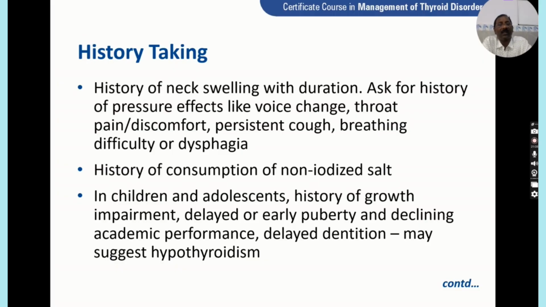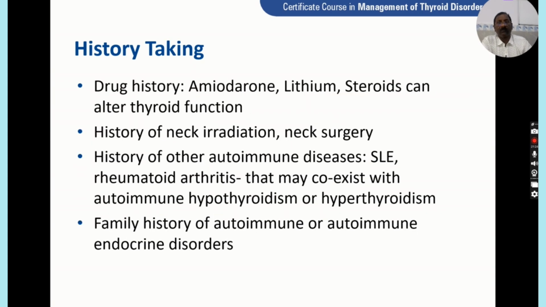History of consumption of non-iodized salt. In children and adolescents, history of growth impairment, delayed or early puberty, and decline in academic performance, delayed dentition may suggest hypothyroidism. Drug history is also important, like amiodarone, lithium, steroids can alter the thyroid function.